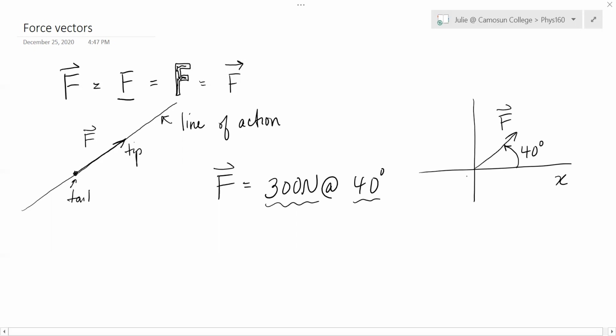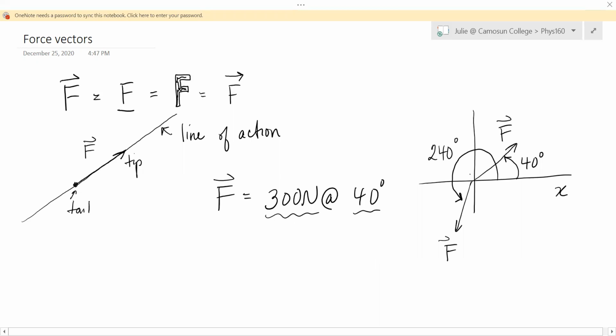If you're in a different quadrant, like maybe you're down here in the third quadrant, you still start on the x-axis and go counterclockwise. And so that angle may be something like 240 degrees. And these are the angles that your calculators will understand. If you were to try to calculate a cosine or a sine of 240 degrees, your calculator would know where you were.